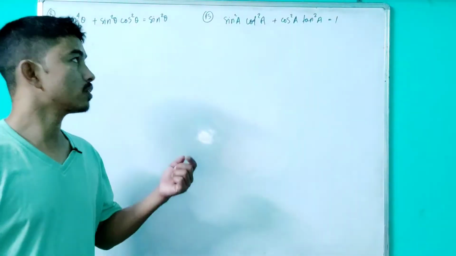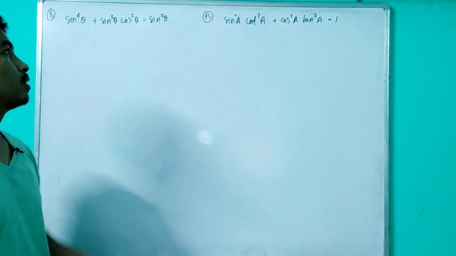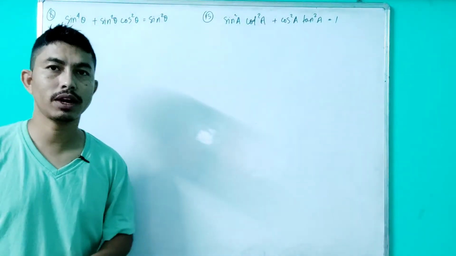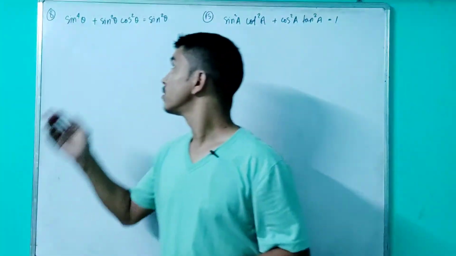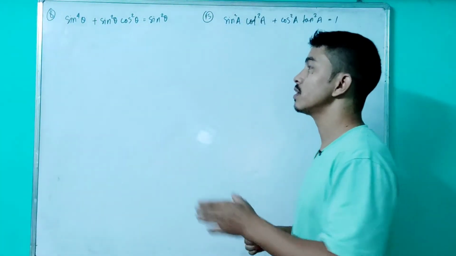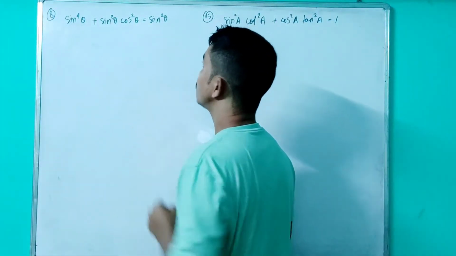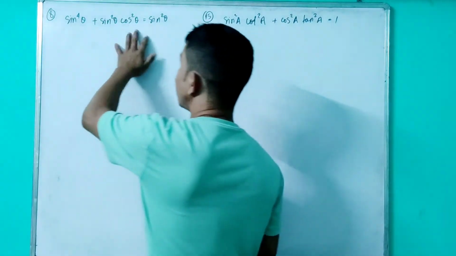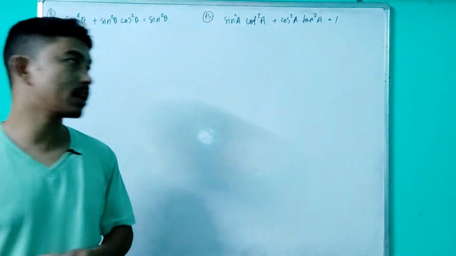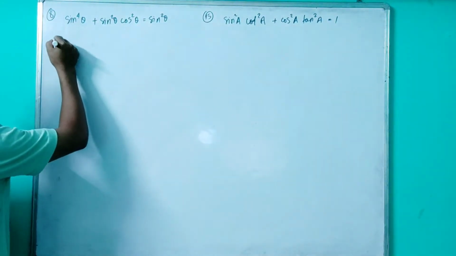I have taken two questions from your book, question number 8 and question number 15. Always remember that whenever you try to prove this kind of identity, always start from the side which seems to be more complicated. Here I see that the left hand side is quite complicated compared to the right hand side. So we begin with the left hand side.